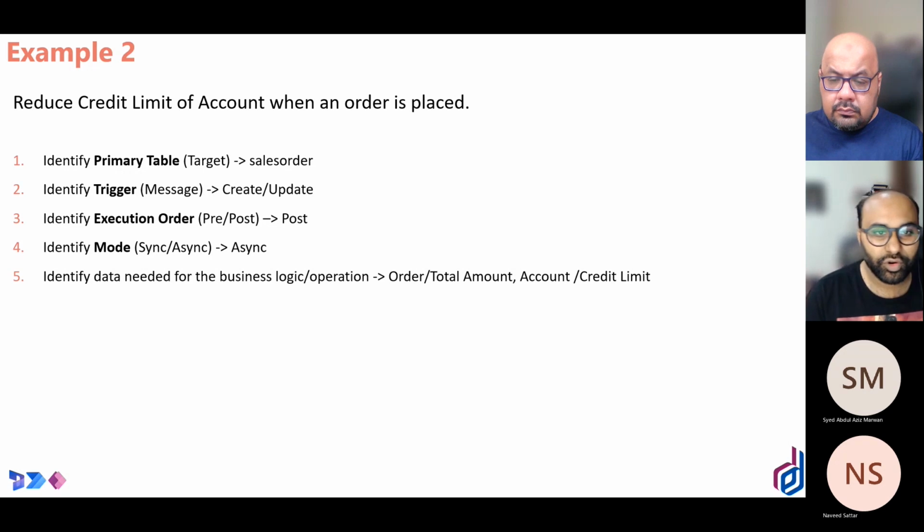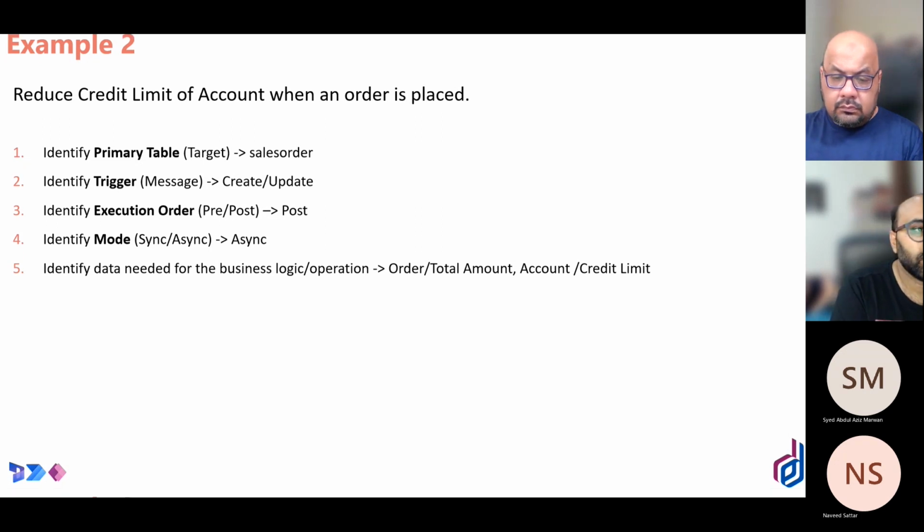You see, in this case, we are not saving or doing any operation on the primary or target table. We are updating a parent table, which we can get from the sales order, because we know that on the sales order there's a lookup called parent customer or customer ID. So we can get the account from there.